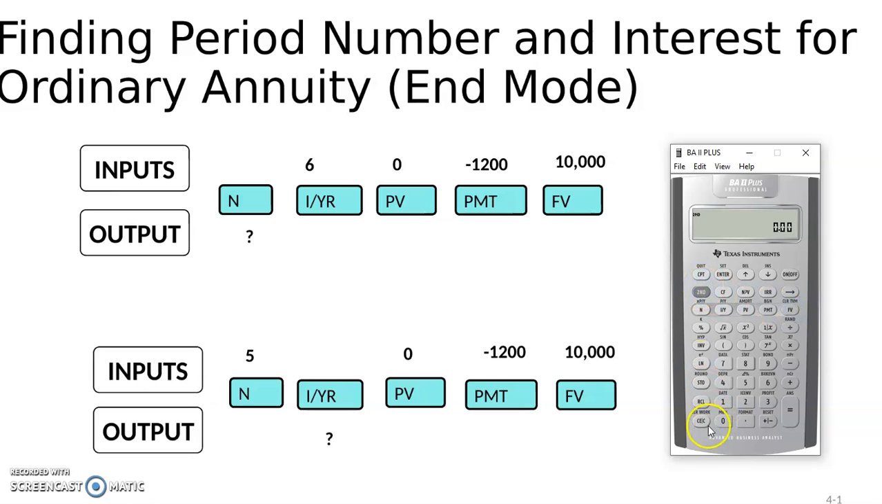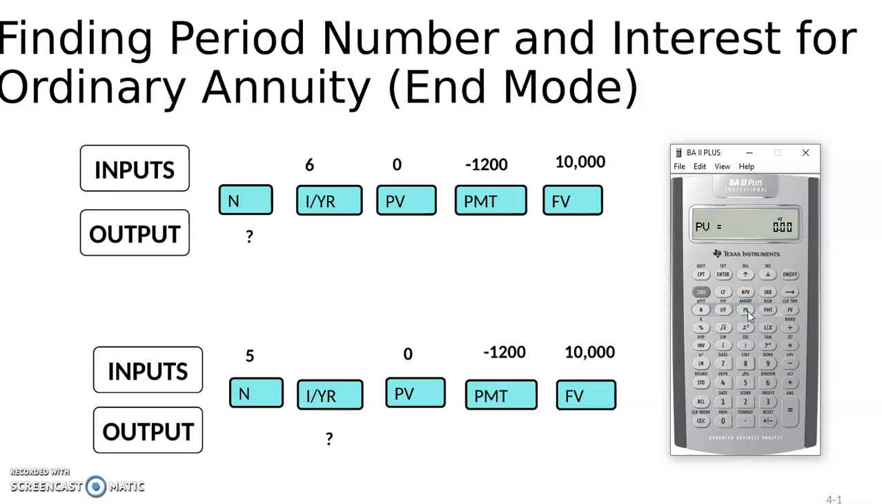FV, second clear. We can then go ahead and put in values to solve the first question here, where we are looking at the number of time periods. So we have the interest rate per year equal to 6%. So 6 and I/Y, setting the interest rate to be 6%. We don't have a present value, so I have 0 PV.